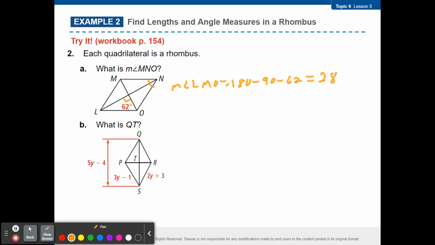Now, if this is 28, we know that LN is a bisector of this entire angle. So the measure of angle MLO is going to be 2 times 28, which leaves me with, in this case, how many degrees? 56. And we know opposite angles are congruent, so the measure of angle MNO is equal to 56 degrees.